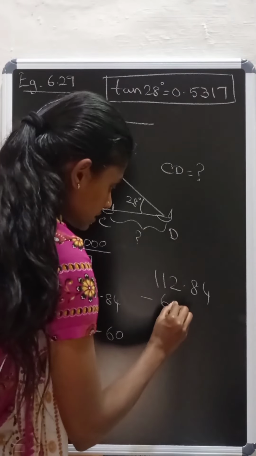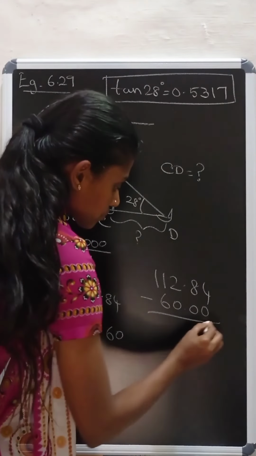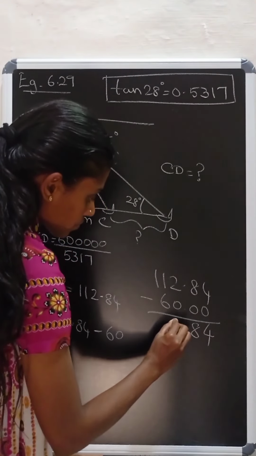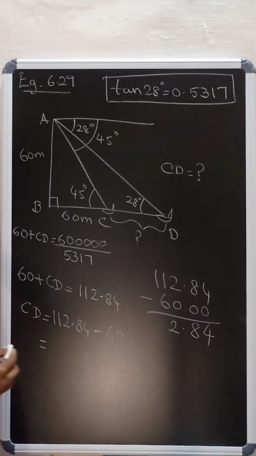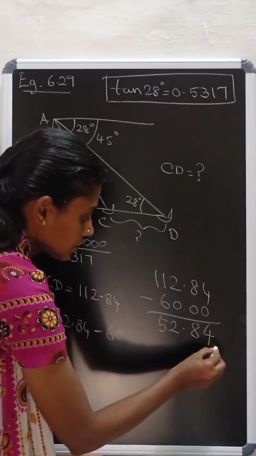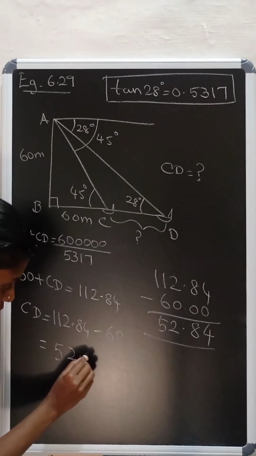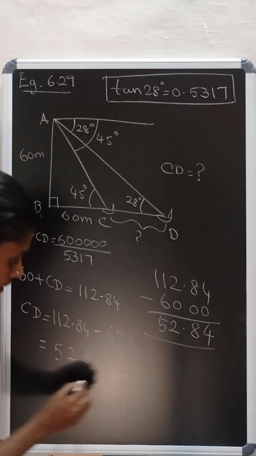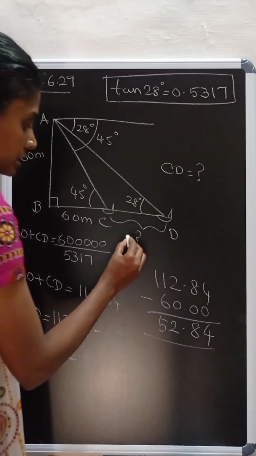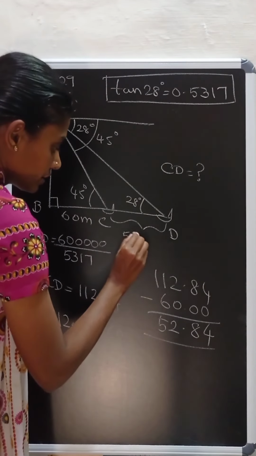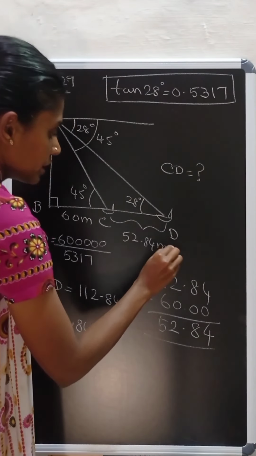2.84 minus 60. 11 minus 6 is 5. So 52.84 meters. So the distance between the two ships is 52.84 meters.